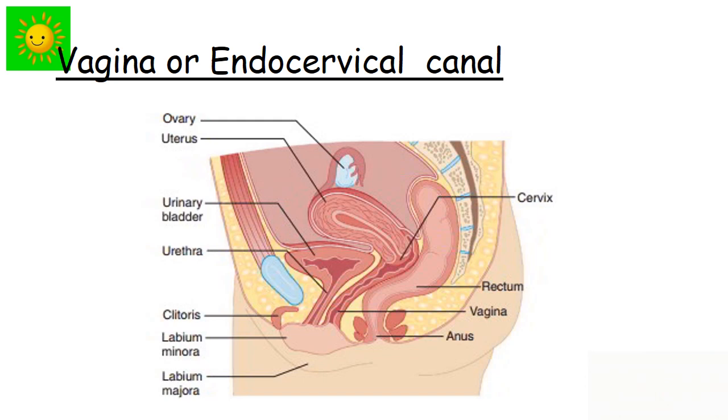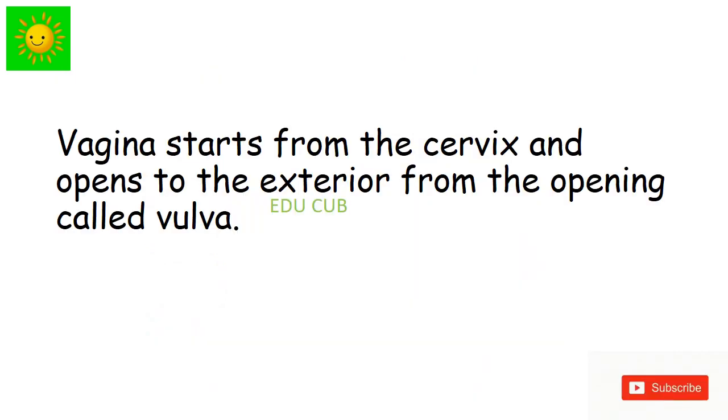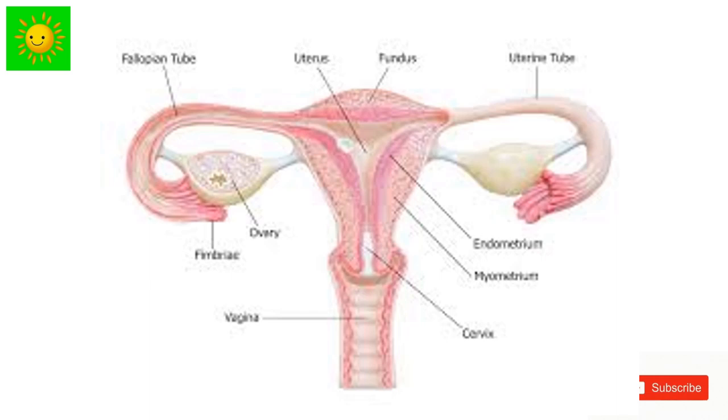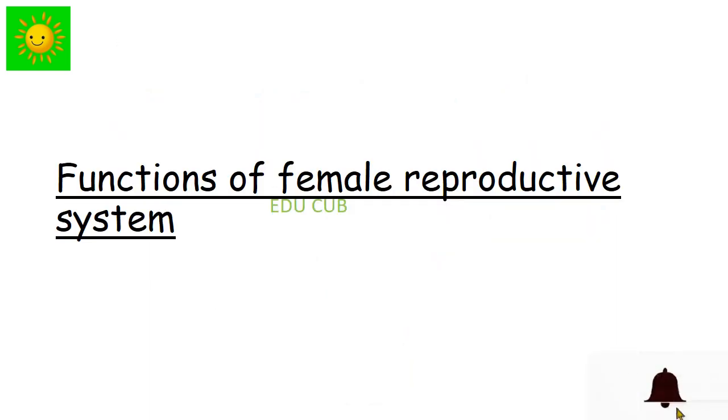Next part is the vagina or endocervical canal. The vagina starts from the cervix and opens to the exterior from the opening called the vulva. This diagram shows you a cross-section of the female reproductive system. These are also parts of the female reproductive system.